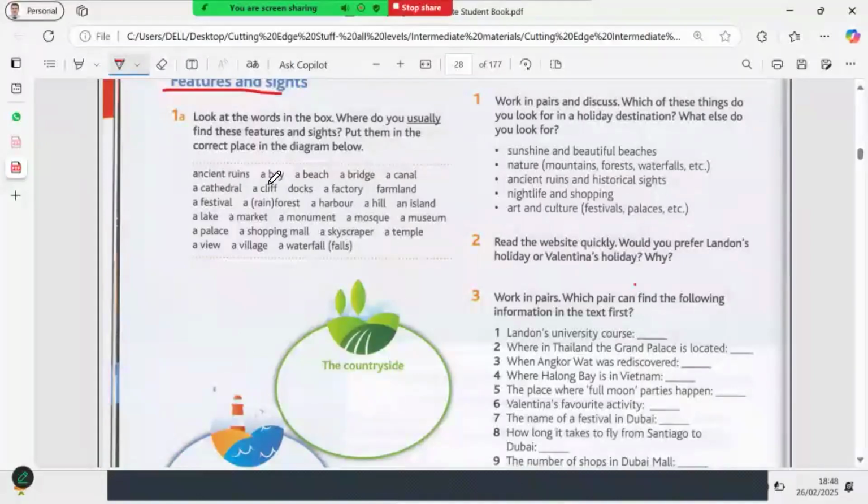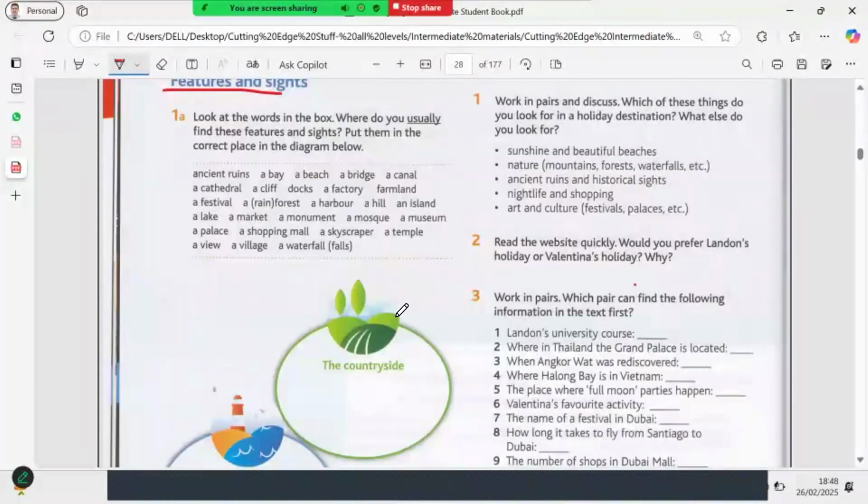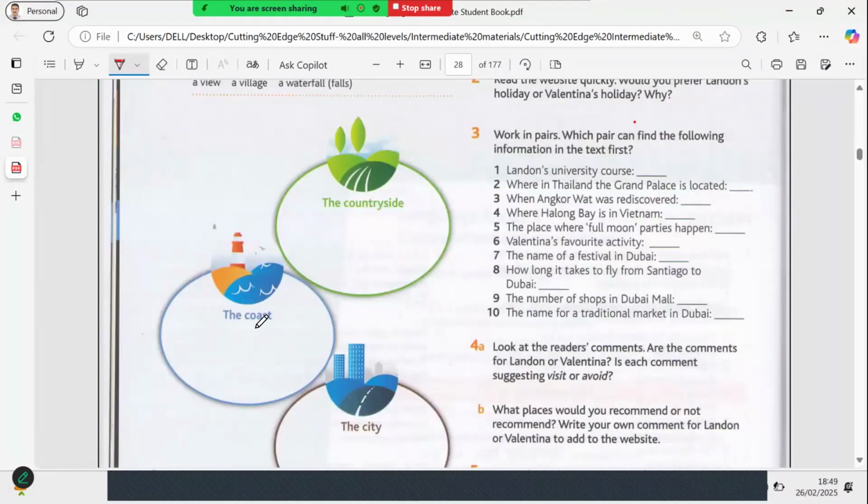Okay. طيب, a bay. What does a bay mean? Yes, a bay, as you said, the coast, right? Exactly. In Arabic, they call it al-Khalij, يعني something related to water. Okay, so a bay you usually find near the coast. طيب, a beach, the same. A beach? The bay and the coast, of course.